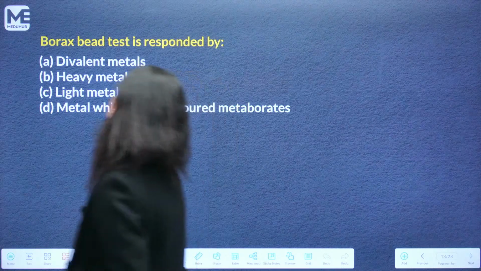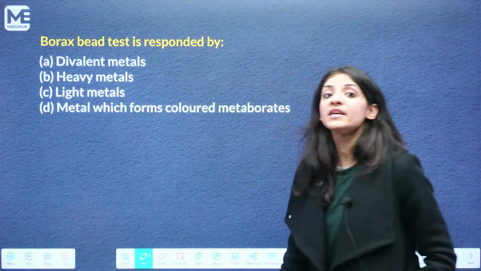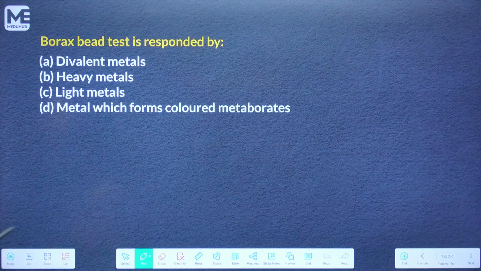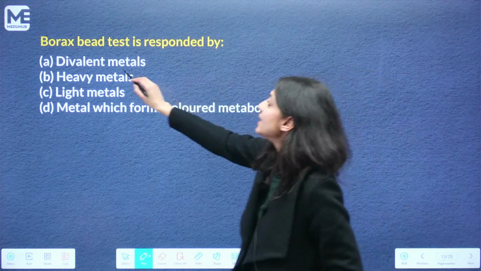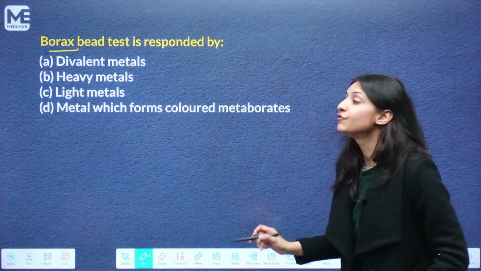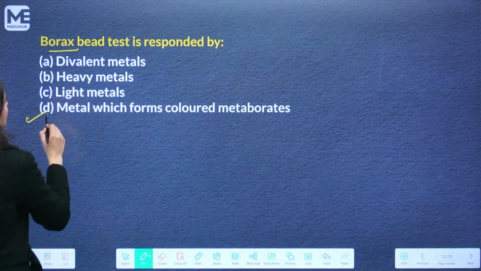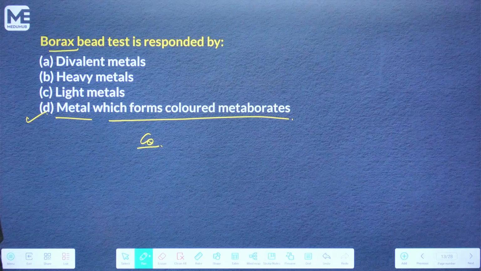Borax bead test is responded by. What happens in a borax bead test? Have you given the answer for this one? Upon heating, borax first loses water molecules and then on further heating, it forms sodium metaborate and boric oxide. When borax is heated with another metal oxide, it forms colored metaborates, which helps in identification. So the correct answer is D, metals which form colored metaborates like cobalt.